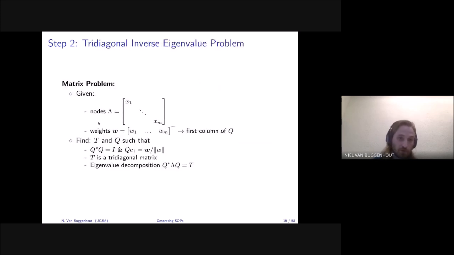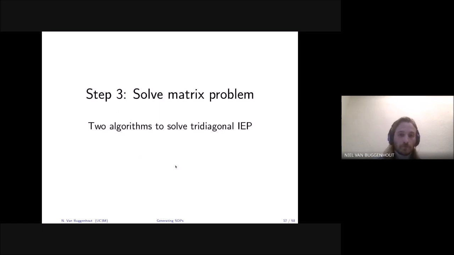Okay, so that finalizes how to formulate this matrix problem. What we will be given is nodes, which are the quadrature nodes x1 to xm, and weights, which are the weights which also appear in the quadrature of this continuous inner product. What we have to find is a tridiagonal matrix T and an orthonormal matrix Q, whose first column are the weights that were given to us. And we need that the eigenvalue decomposition of T is Q star lambda Q.